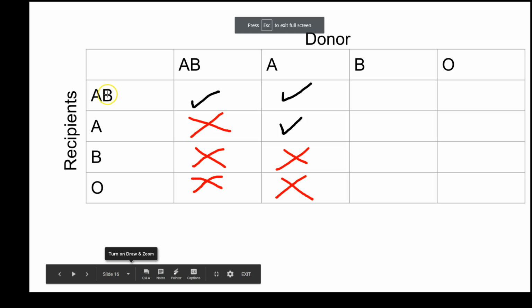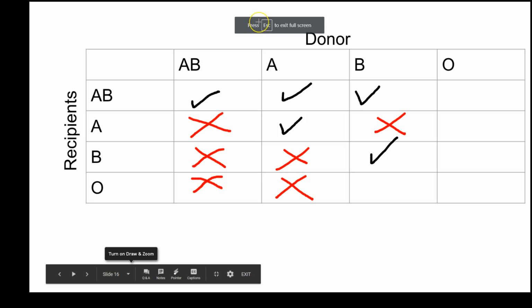Well, yeah, that will work, because this AB person has no antibodies against A's or B's, because it has both, right? So that will totally work out. Now, can this B person give blood to the A? Absolutely not. Remember, A has anti-B. A has antibodies trying to kill B, and B can definitely give blood to B. That's not a problem. These two blood types look the same. They're good to go.